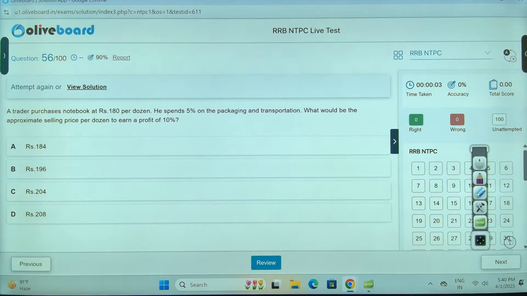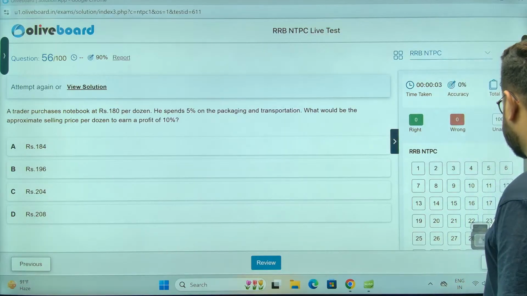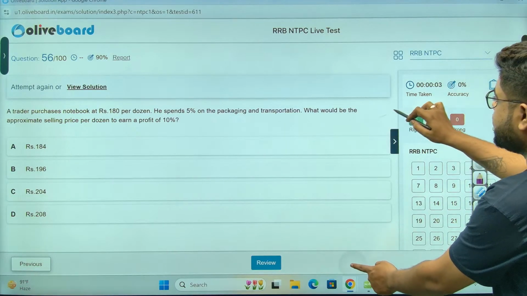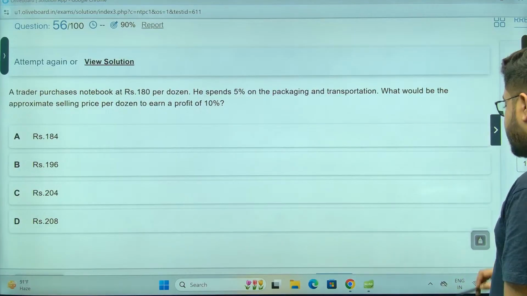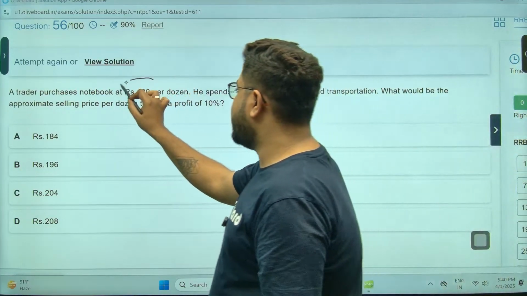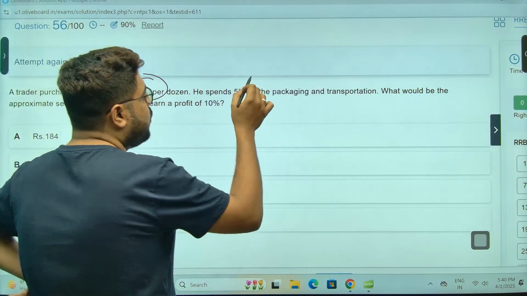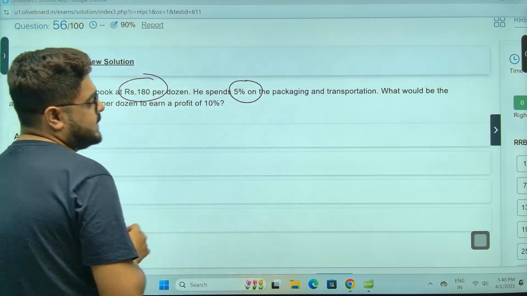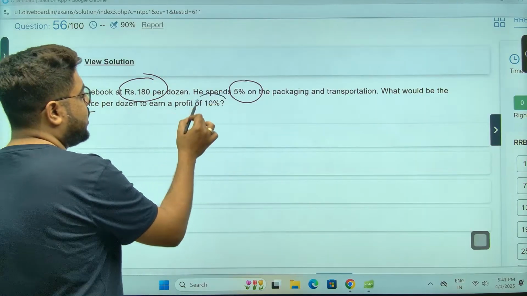Moving on. Sir, let's do this one. A trader purchases at 180 rupees per dozen. Sir, it's the CP, but there is some overhead: 5% packaging and transportation. Approximate selling price earns a profit of 10%.